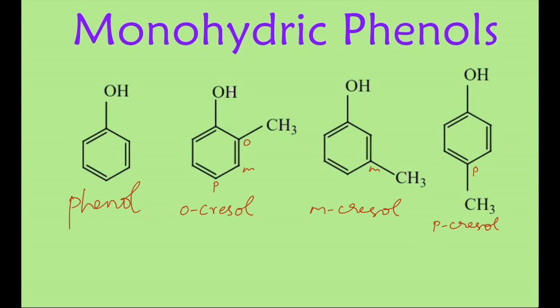Now let's write the IUPAC names for these compounds. The IUPAC name for the first compound is phenol. For this one, we number 1, 2, 3, 4, 5 and 6. To the second position a methyl group is attached, so 2-methyl phenol. And here, first carbon, second carbon, third carbon, fourth carbon. To the third carbon a methyl group is attached, so 3-methyl phenol.